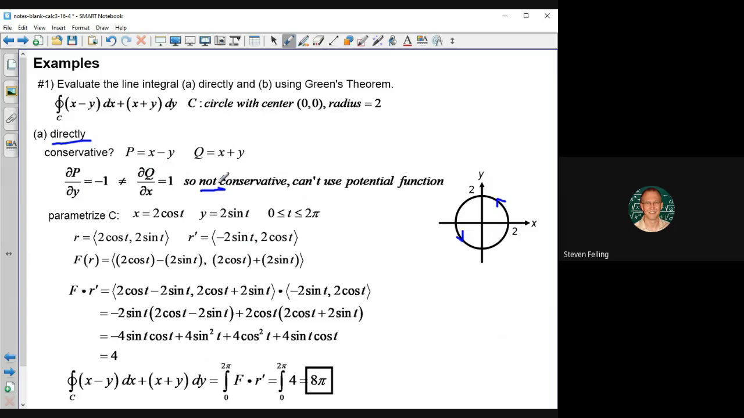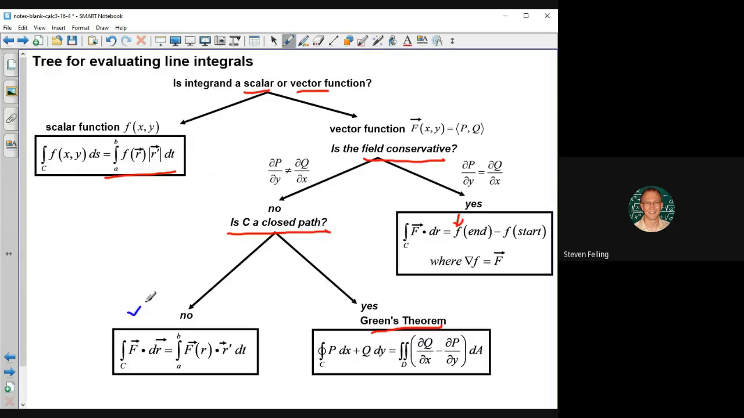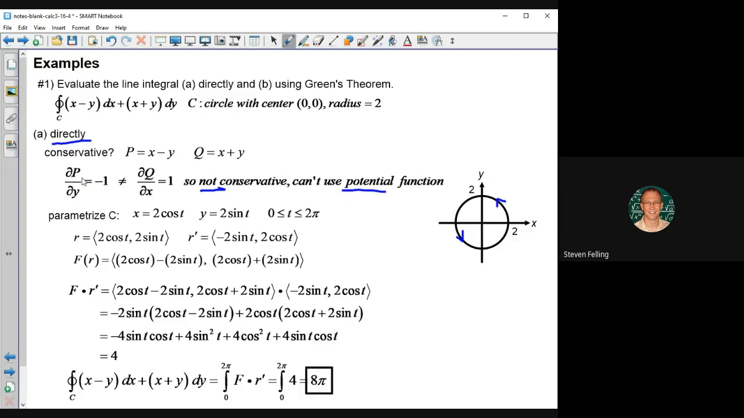So we're not going to be able to do this with a, well, we know that this is not going to sum to 0. And we also know that we can't find a potential function for this to use the fundamental theorem. So I'm going to have to go all the way down here to this method and parameterize the curve and do the dot product. All right, so we would parameterize the curve.